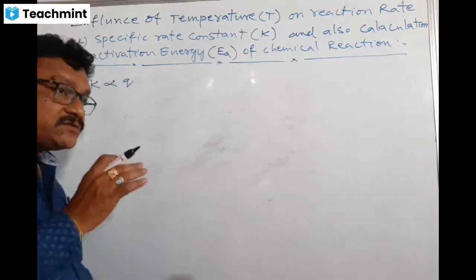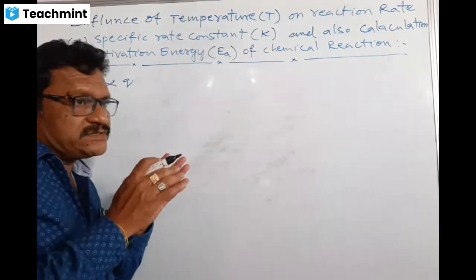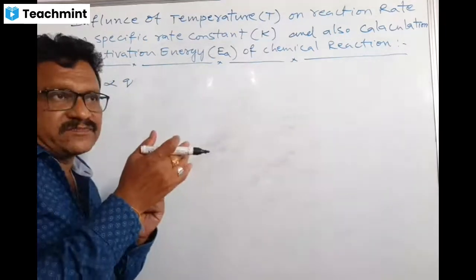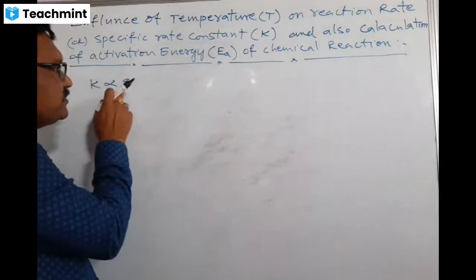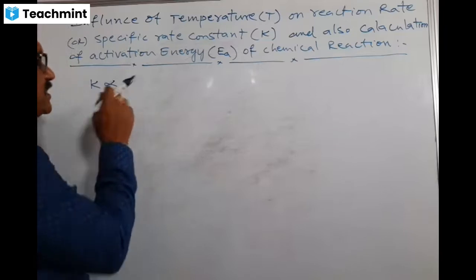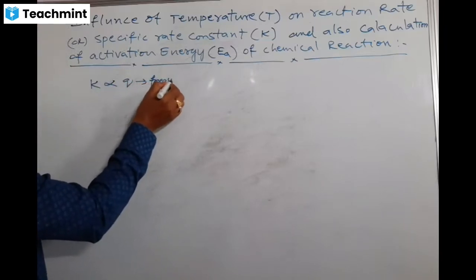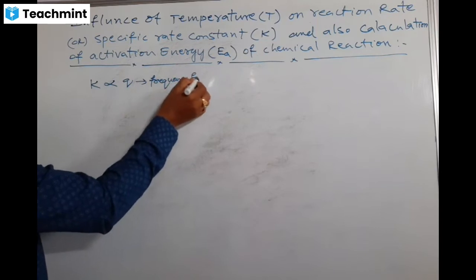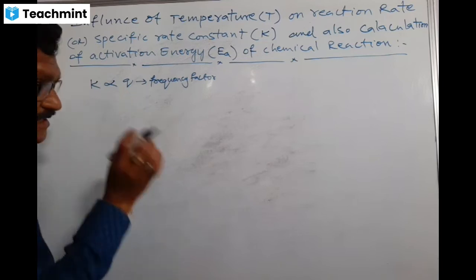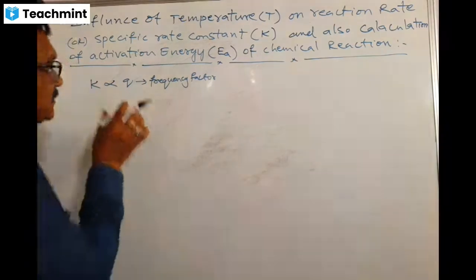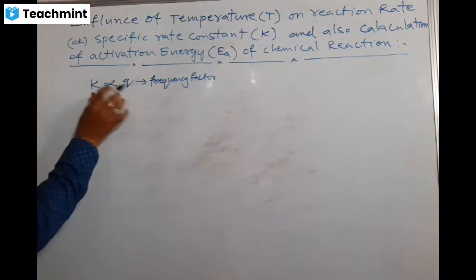That means in those reactions, how many reactant molecules transform into products will be known by the A factor. So A means frequency factor. This thing you remember: A is equal to frequency factor. This relation was given by Arrhenius. This is called the quantitative relation based on collision theory concept.